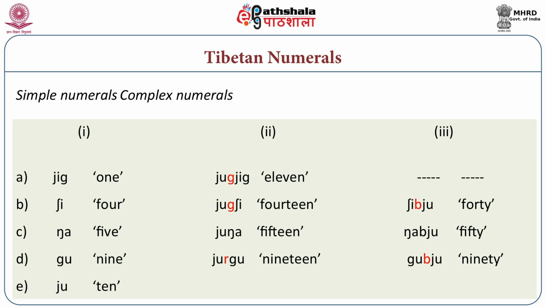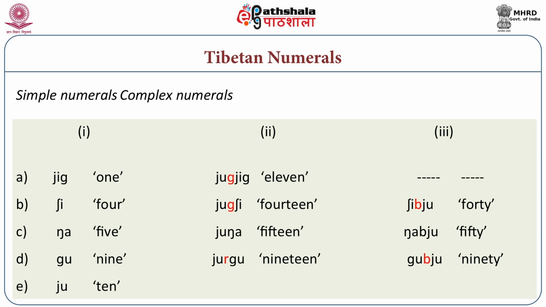So u is 10 and 9, that makes it 19. But instead of getting yu gu, we are getting yurgu. Similarly, in 14, instead of getting yu shi, we are getting yuk shi. Instead of getting yu yig for 11, we are getting yu gig.